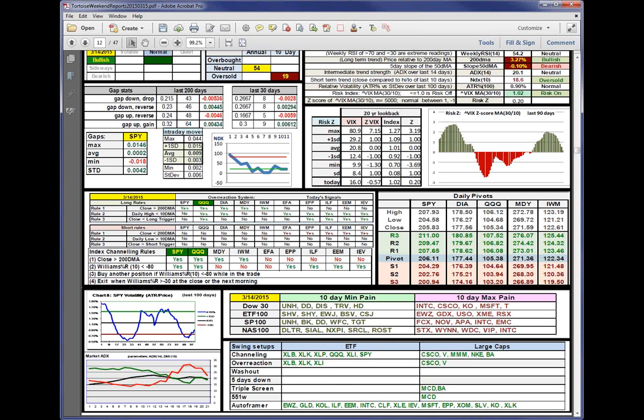We've got an overreaction signal in the QQQs, and then channeling rules in the S&P and the QQQs. Not unexpected.